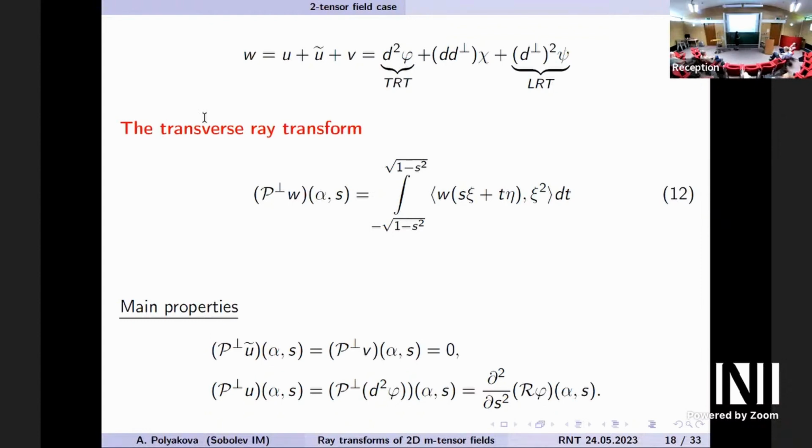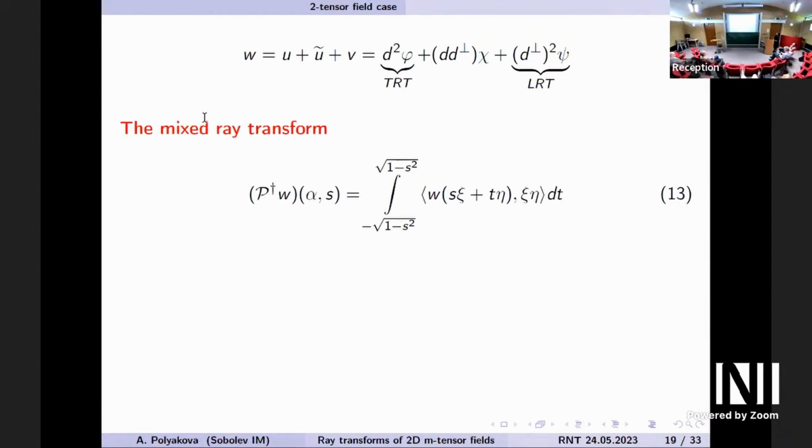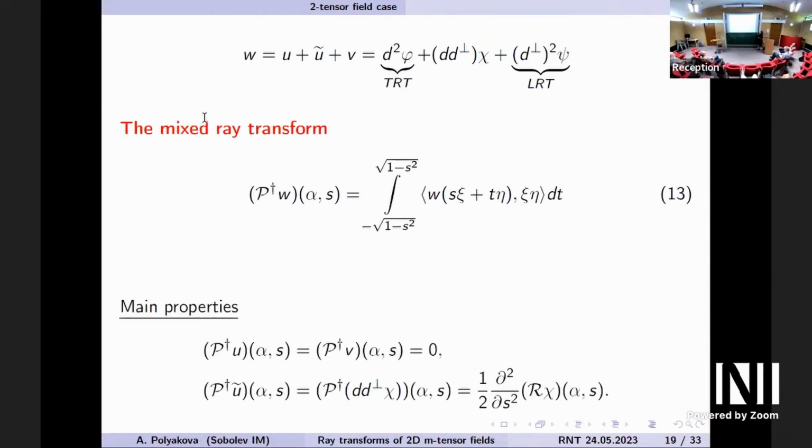This ray transform is so-called mixed ray transform, and this ray transform has the same properties. This part of the tensor field belongs to the kernel of this ray transform. And also there is connection between mixed ray transform and Radon transform of potential, but here we have coefficient 1/2. And as I said above, this connection between ray transform and Radon transform allows us to have connection between different types of ray transform with one potential of tensor field.